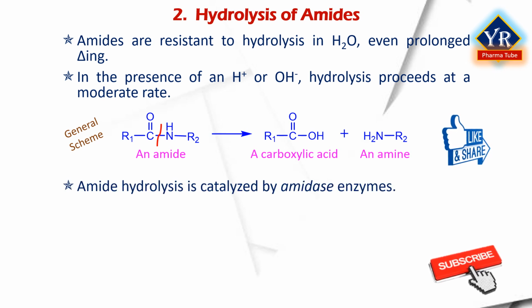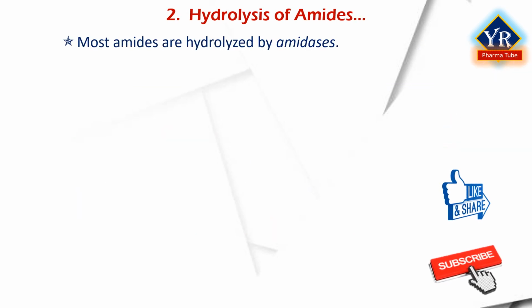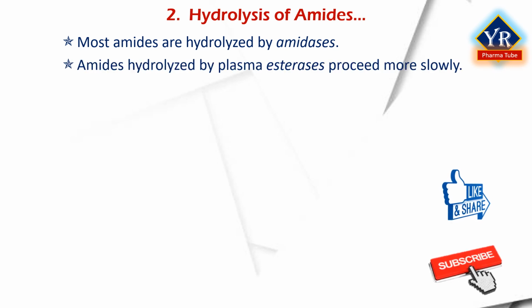In living cells, amide hydrolysis is catalyzed by several enzymes present in the liver called the amidases. Amide hydrolysis is also catalyzed by some non-specific esterases as well as by non-specific amidases, carboxypeptidases, aminopeptidases, and decyclizases. These enzymes are found in various tissues in the human body. As mentioned above, most amides are hydrolyzed by the liver amidases. Theoretically, amides may also be hydrolyzed by plasma esterases, but such reactions proceed more slowly.